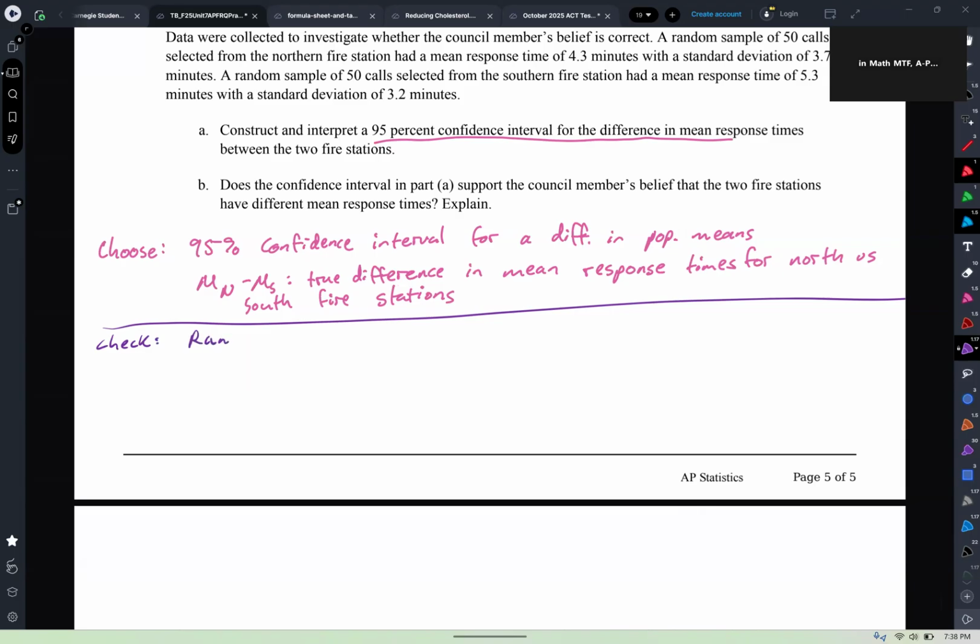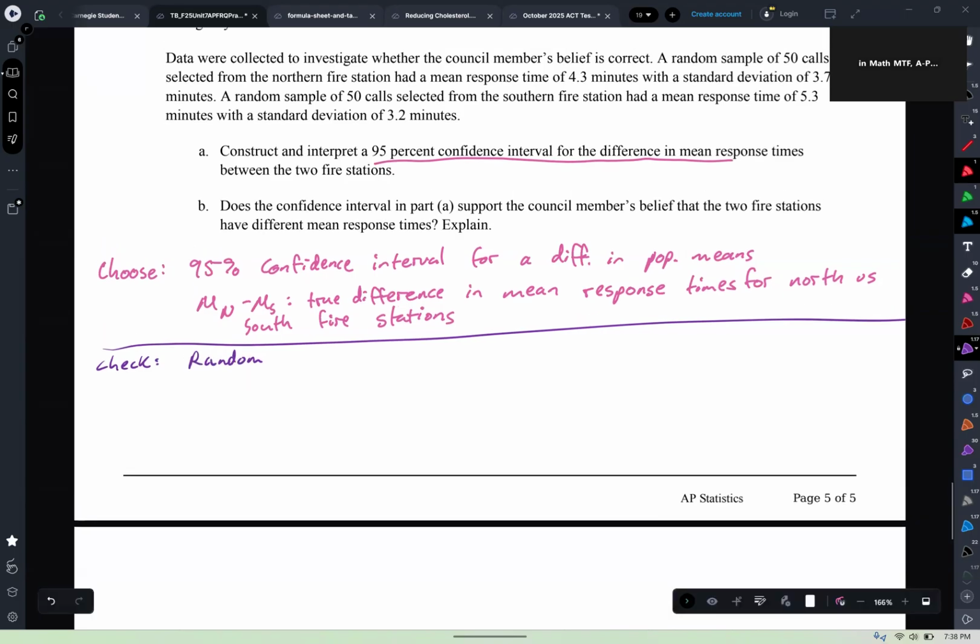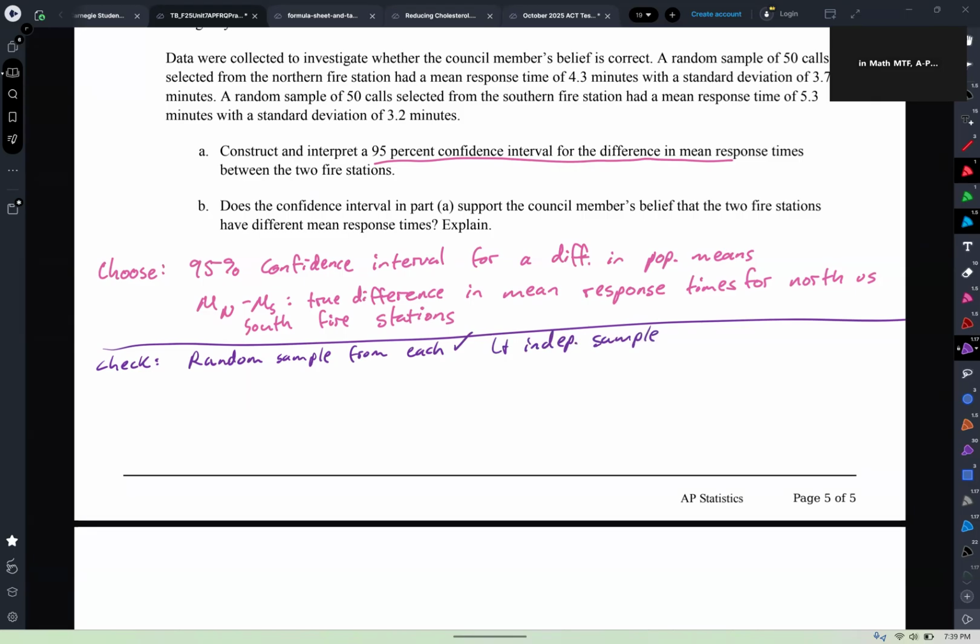We have a random sample from each, and independent samples, right? We just collected the data afterwards. The selection did not affect one or the other, so there's my check.